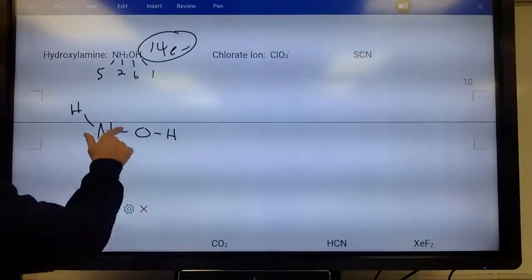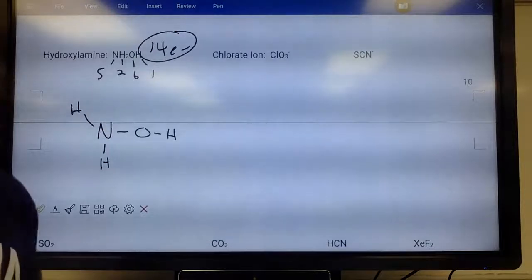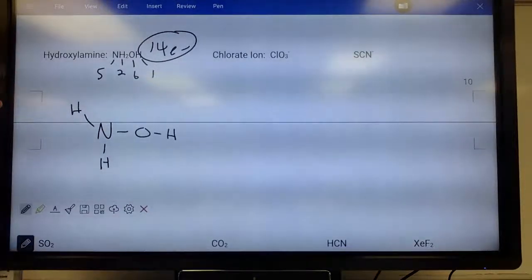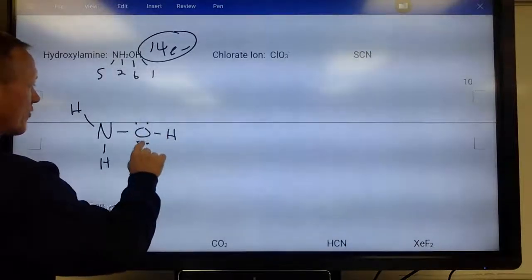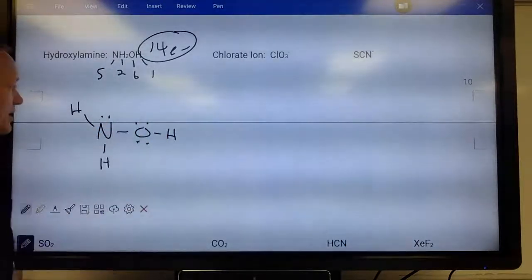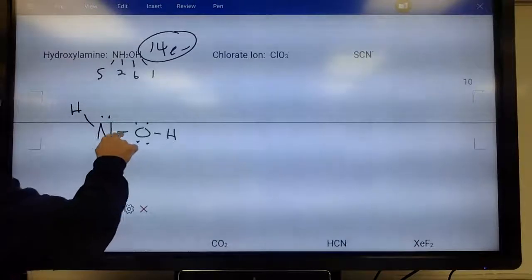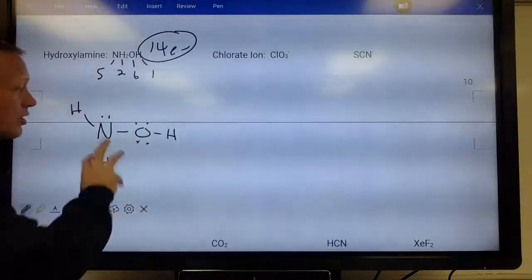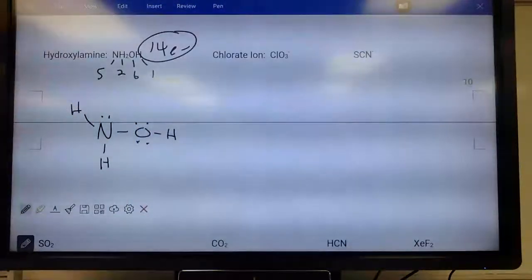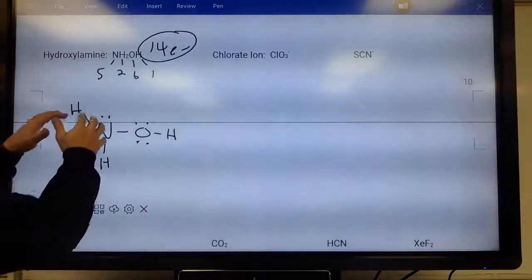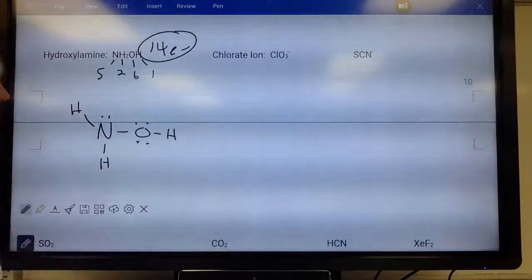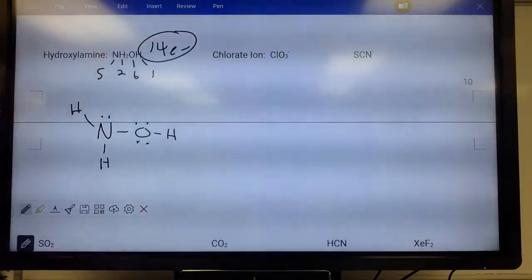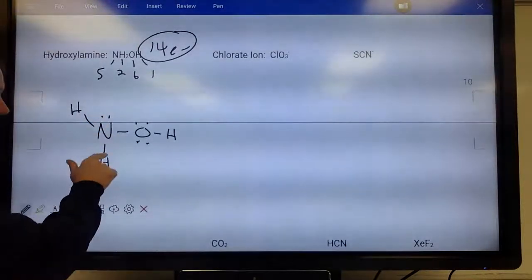So we've used 2, 4, 6, 8 electrons. We have 6 more we can use: 1, 2, 3, 4, 5, 6. That gives nitrogen 8 around it, gives oxygen 8 around it, and hydrogens are good. Now I could ask you the shape around the nitrogen. The electron geometry would be tetrahedral around nitrogen because there's 4 electron pairs.